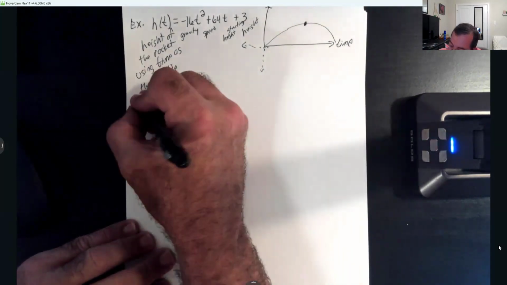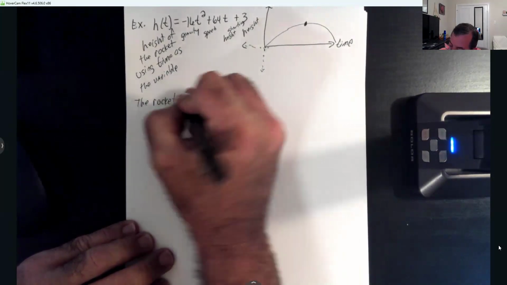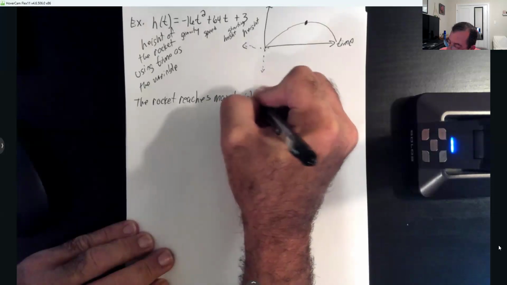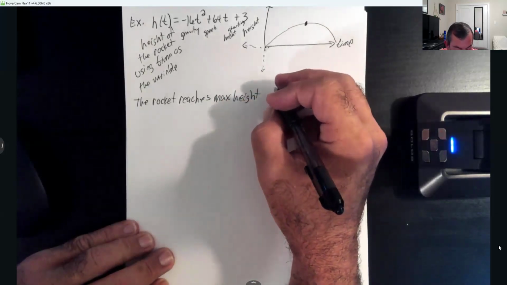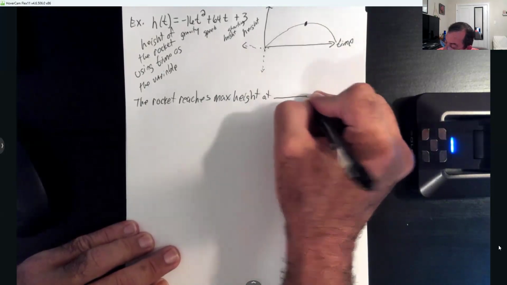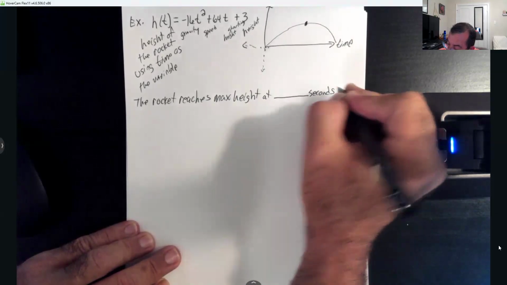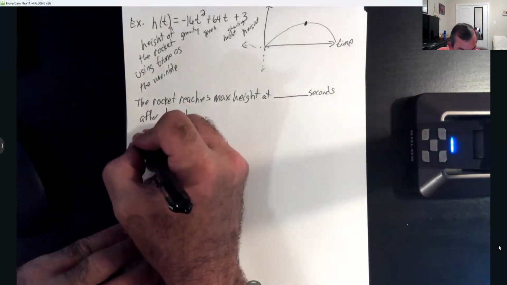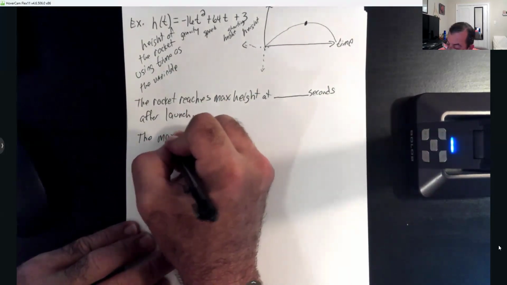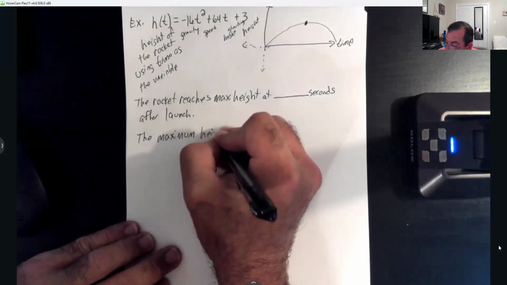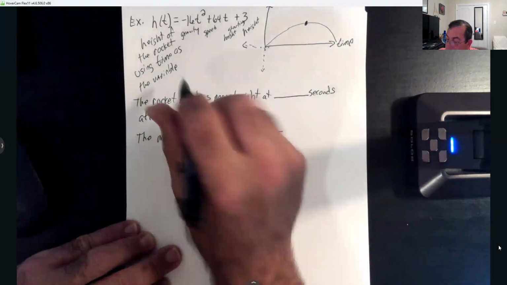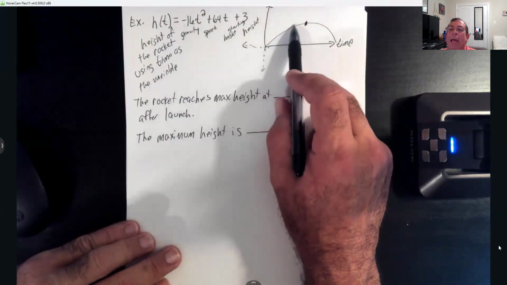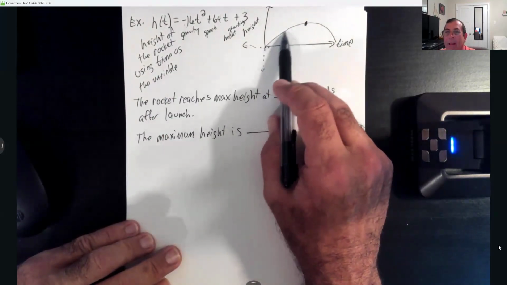So what they want to know is: the rocket reaches maximum height at blank seconds after launch. And then the maximum height is blank. Now remember, since my A is negative 16, look at this. It was a negative 16. That's why we knew we had a maximum on this one, okay?